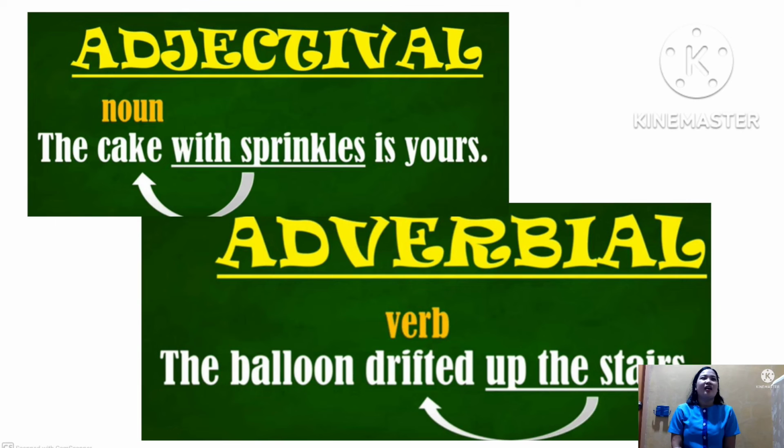For example, the cake with sprinkles is yours. The prepositional phrase with sprinkles modifies the noun cake. Therefore, this phrase is what we call adjectival. Another way of finding what kind of phrase is in the sentence is by asking, which cake is yours? The one with sprinkles. Another example, the balloon drifted up the stairs.